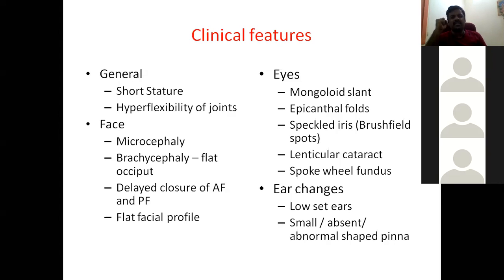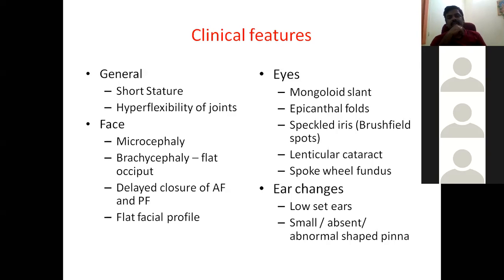This type of head structure is called brachycephaly, and this child will also have delayed closure of the anterior and posterior fontanelle. This can be secondary to hypothyroidism, which is also more common in these children. Eyes will have a mongoloid slant. Normally the lateral canthus is at a higher level than the medial canthus, but in these children it is exaggerated. The lateral canthus is even higher up than normal. This is what is called a mongoloid slant.